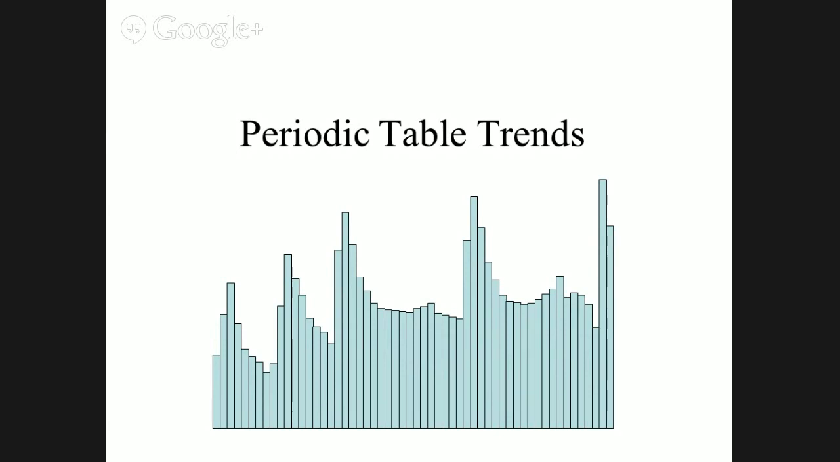And the whole reason it's called periodic is you can see it goes up and down and up and down. And in fact, all those high points on this graph are all in the same column, the same group of elements.